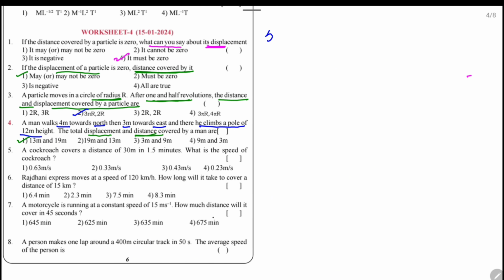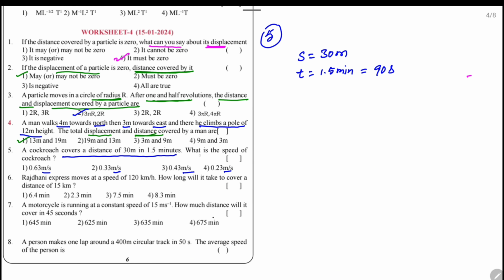Now question number 5. A cockroach covers a distance of 30 meters in 1.5 minutes. Let's convert this 1.5 minutes into seconds, because the answers are in meters per second. 1 minute is 60 seconds, so 1.5 minutes is 90 seconds.